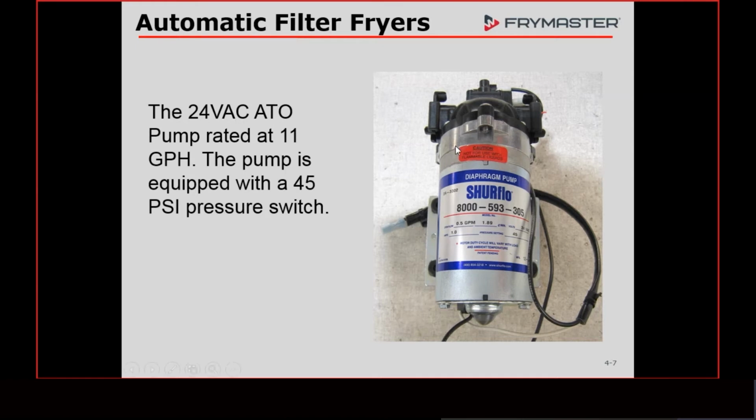One thing that this pump has built into it is a 45 PSI pressure switch, which means if this pump deadheads for whatever reason, normally because of a clog or something, once we get to 45 PSI, that pressure switch is going to open, and even if we are putting voltage to this pump, that pump is not going to run. Which means our top-off system is not going to work.